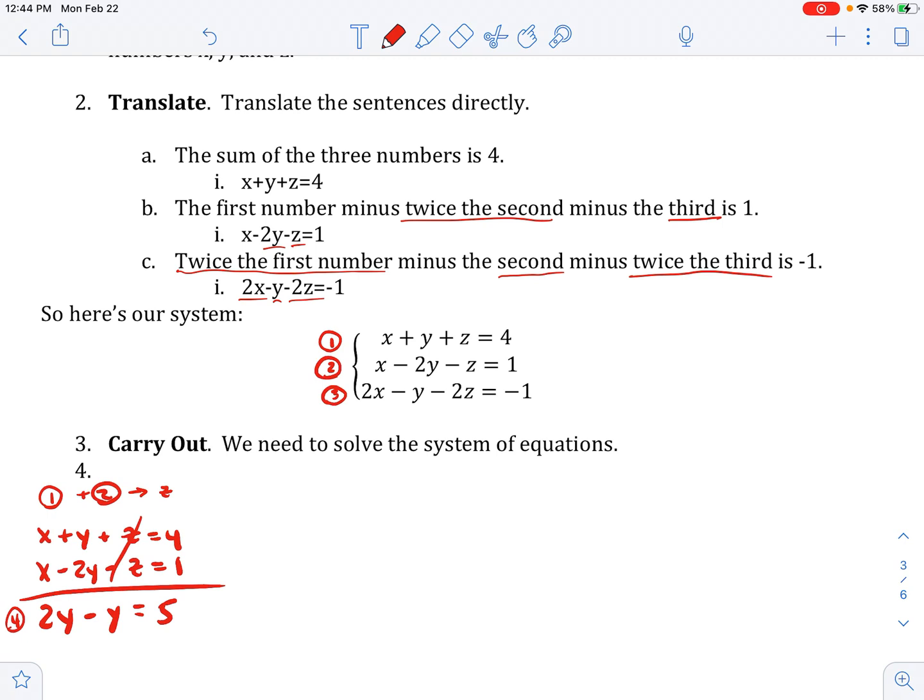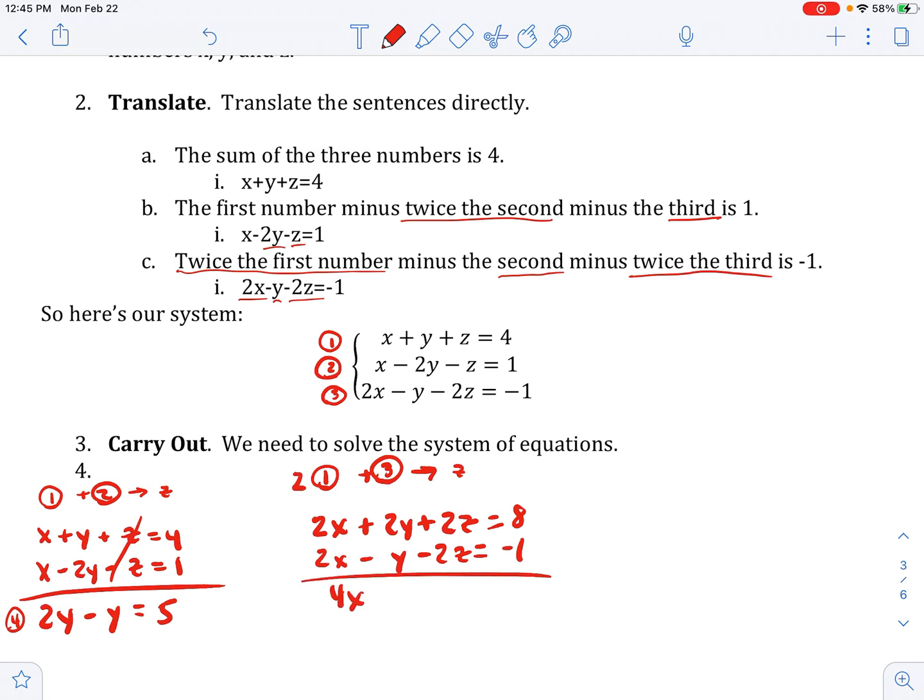And I want to eliminate the z's again, so I think I'm going to choose 1 and 3. Notice how I'm going to have to multiply equation 1 by 2 in order to eliminate the z. So I'm going to go ahead and do that in this step. So 2 times equation 1 is 2x plus 2y plus 2z equals 8. And then I'm using equation 3, which is 2x minus y minus 2z equals -1. And so I get 4x plus y, the z's will eliminate, equals 7. And this is equation 5.